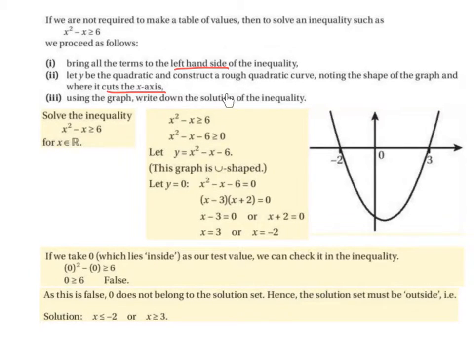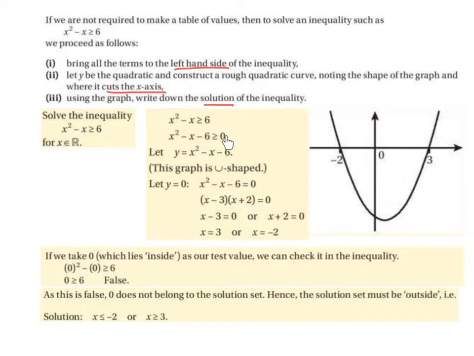Using the graph, write down the solution of the inequality. So for example, solve the inequality x squared minus x is greater or equal to 6 for x values elements of the real number set. So we're going to bring all the terms to the left-hand side. So x squared minus x greater or equal to 6 becomes x squared minus x minus 6, which is greater or equal to 0.